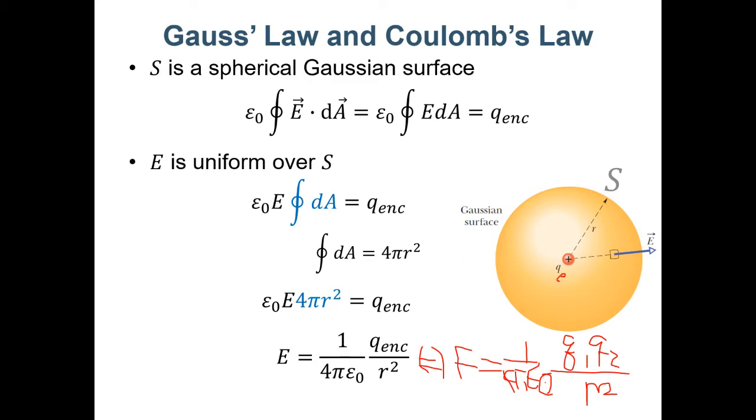You can regard this as Q enclosed. So maybe you can let Q enclosed be Q1 and the test charge be Q2 here. Then you have Coulomb's law. So these two are actually the same. We can start with Gauss's law and derive Coulomb's law, which means that Coulomb's law is a special case of Gauss's law.